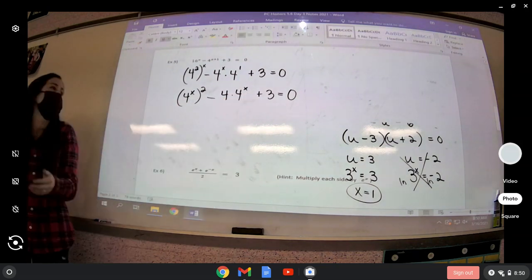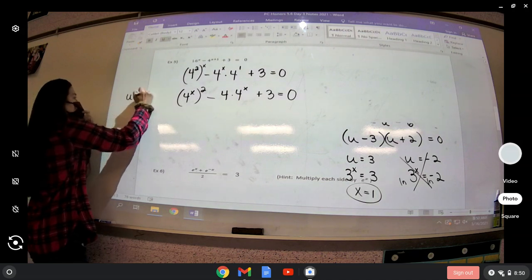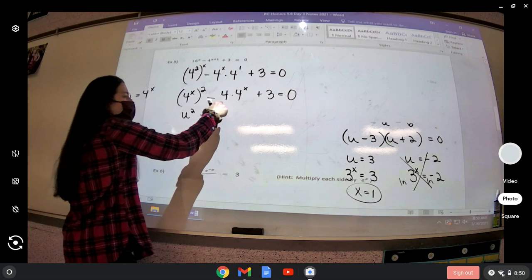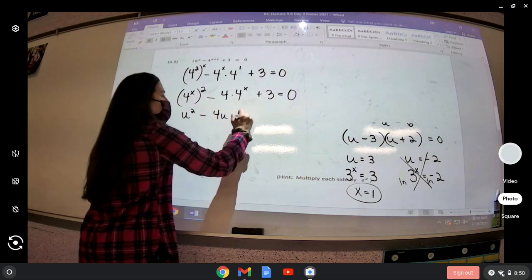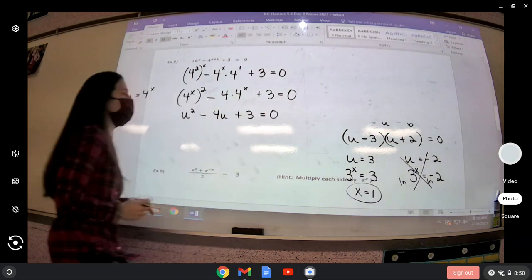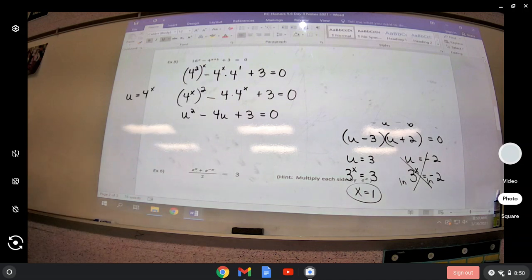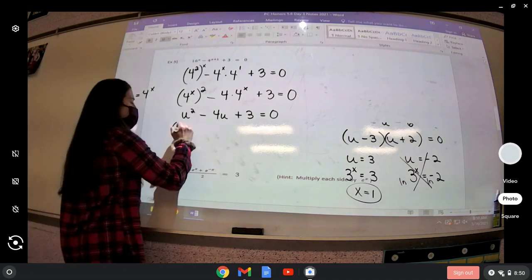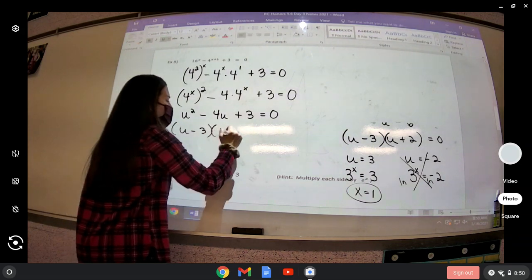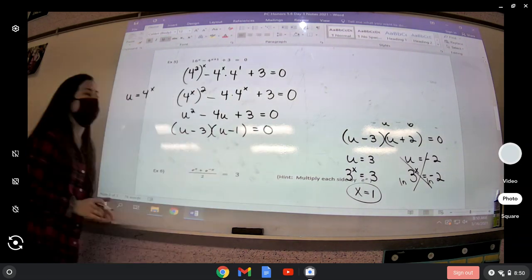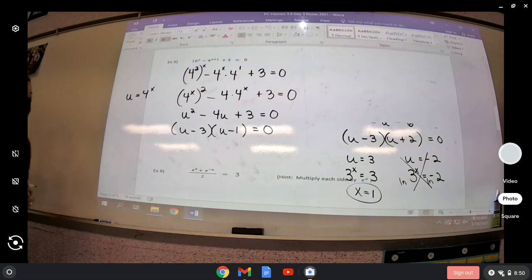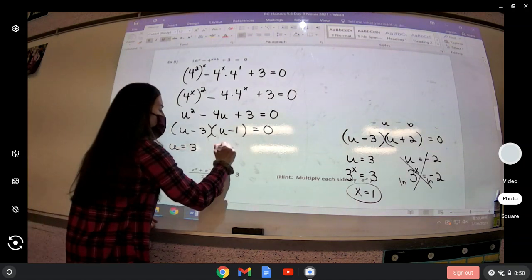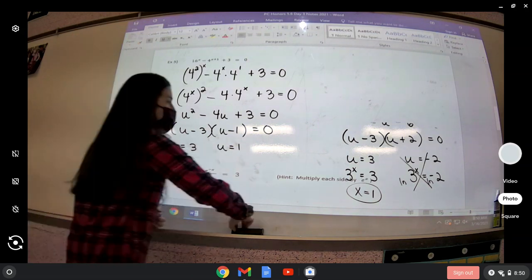And then plus 3. So now I can see I do have a reoccurring 4 to the x. Let's let u equal 4 to the x. So then you'd have u squared minus 4 times u, and then plus 3 equals 0. And let's hope it factors. We've created another quadratic equation where I could say u minus 3 and u minus 1 equals 0. And it does factor, right? So now I get u equals 3 and u equals 1.